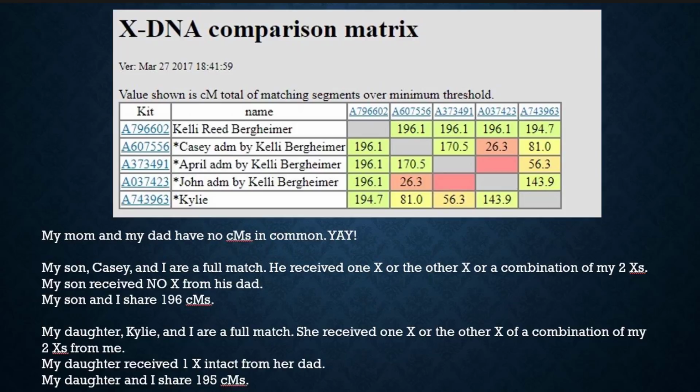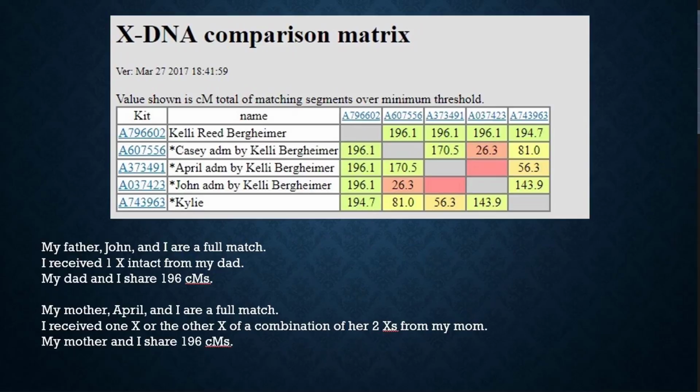She got an X from her dad. Sorry, she didn't get 2 X's from me. She got an X from her dad, and she got a combination of my 2 X's. We saw that already. We saw the piece that came from my dad, and then there's a small piece that came from my mom. So my daughter and I share 195 of the 196. That's considered a match. So you can view this information in a lot of different ways.